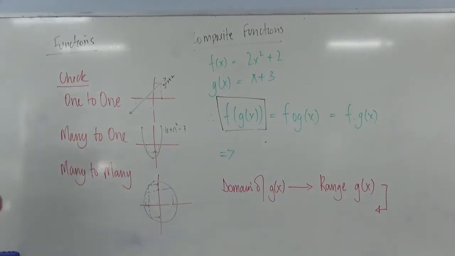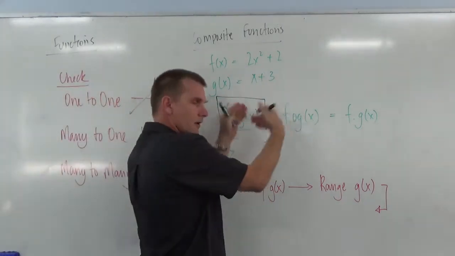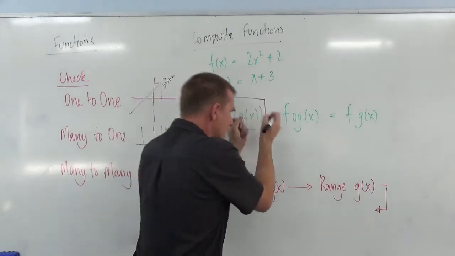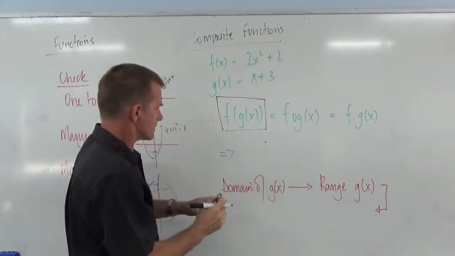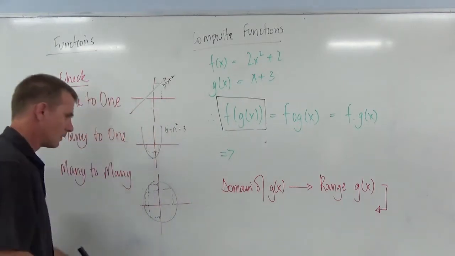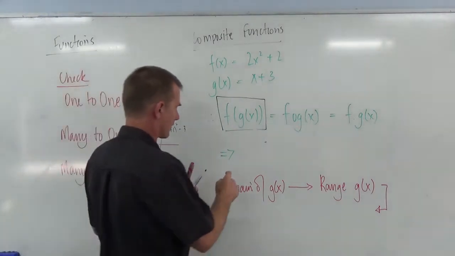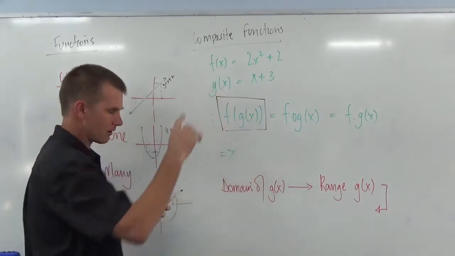We start with g of x, the thing on the inside, and then the answers from there we put into f of x. Okay? So think of it this way. If I took my x values, okay? Oh, I was going to do an example here. I'll do one in a minute.